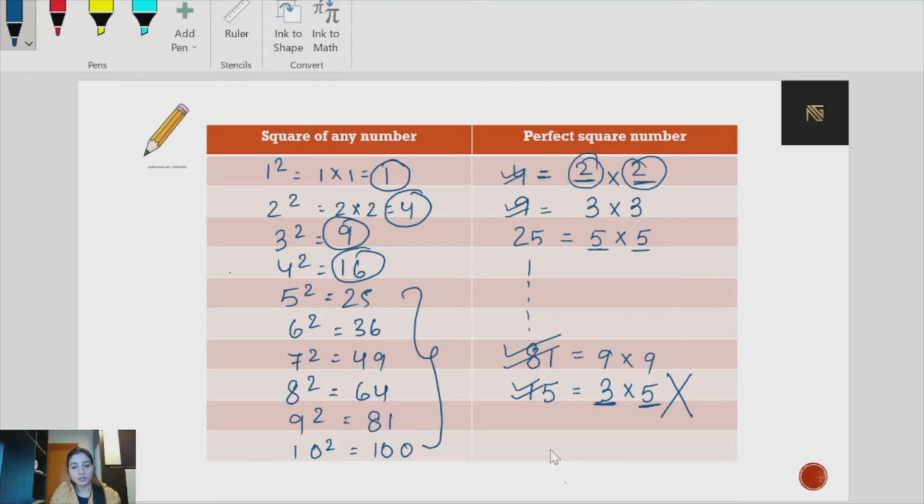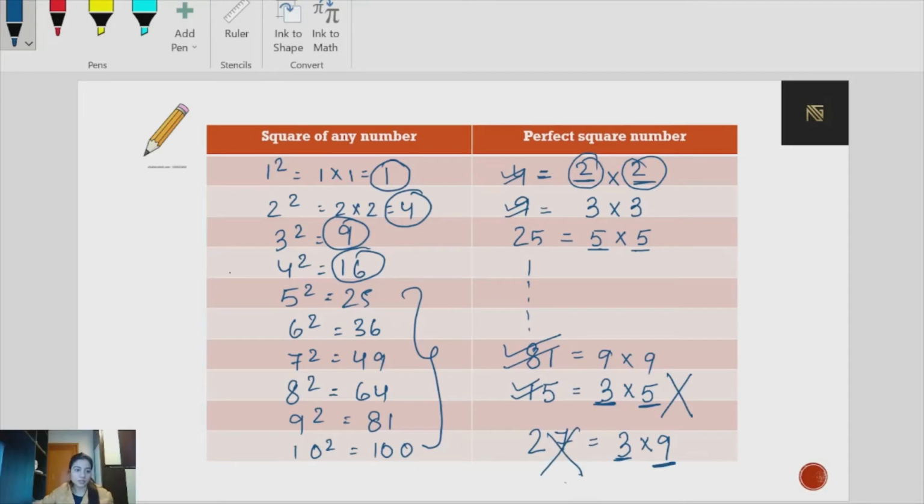Let's check for another number, 27. Check whether it's a perfect square number or not. So 27 I can express as 3 times 9. So we are not getting two same numbers. 27 is not a perfect square number.